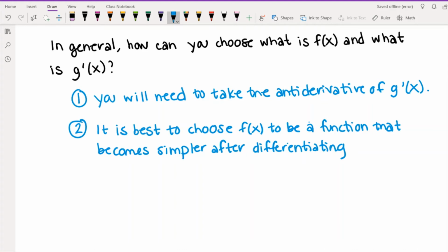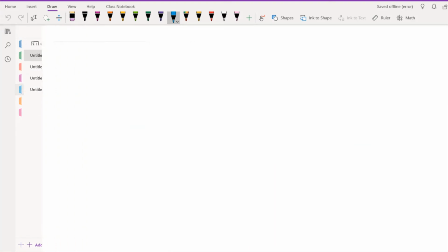There will be some exceptions, and we'll mostly focus on those in the next video, functions that are a little weird, where these rules don't exactly apply. But in most cases, this is the logic you're going to follow: make sure that whatever you're picking for your g prime of x is a function whose antiderivative you can actually take, and also keep in mind that you want to simplify things. So if you can choose something that becomes simpler when you take its derivative, that's a good choice for f of x.